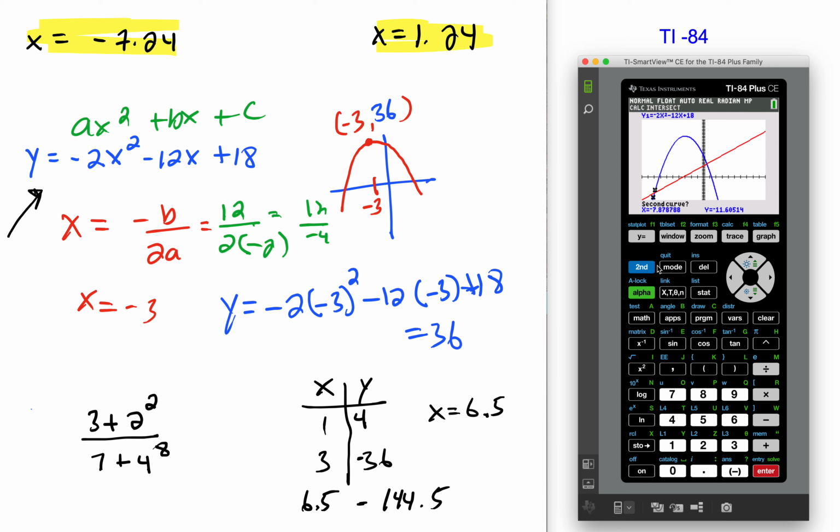Wait, let me try this again. Second, calculate, intersect. Okay, so first curve, wait, let me lower this so you can really see it. Let's make the y minimum negative 30. All right, that's good. All right, second, calculate, intersect.